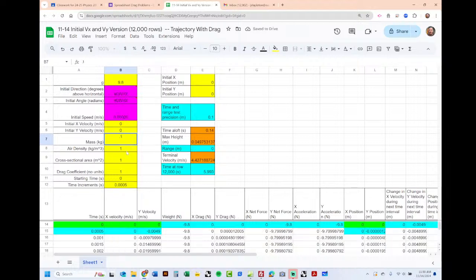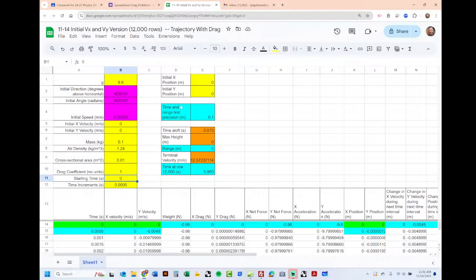The air density is 1.24. Cross-sectional area, I don't give you that. I tell you it's a square cross-sectional area, and each side of the square is 0.1 meters. So the area of a square that's 0.1 meters is 0.1 squared, so it's 0.01 square meters. Drag coefficient is what I'm looking for. I'm going to be guessing and checking with that. Starting time can be 0.